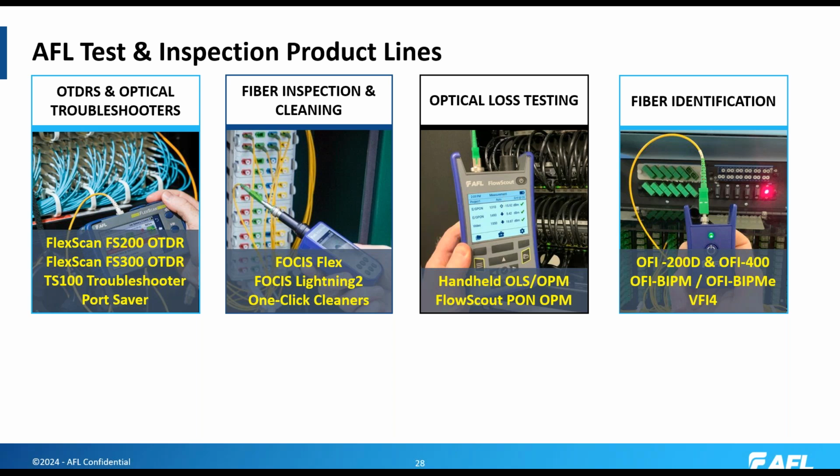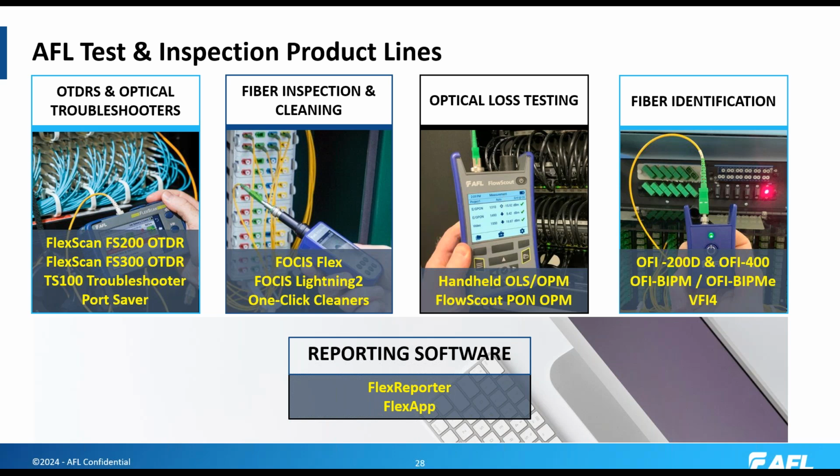Optical loss testing, we have handheld light sources and power meters, as well as our Flow Scout PON power meter. And on the fiber identification side, we have clamp-on non-intrusive optical fiber identifiers, as well as very small handheld visual fiber identifier, a standalone red laser. And all of these product lines are brought together in our reporting software. So your OTDR results can be put together with your inspection results and your power meter and loss results.